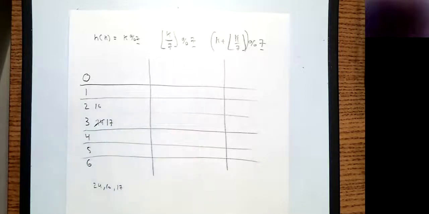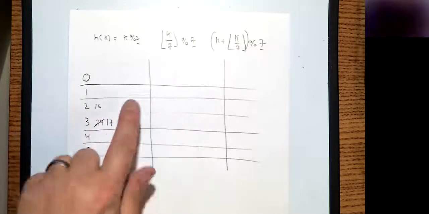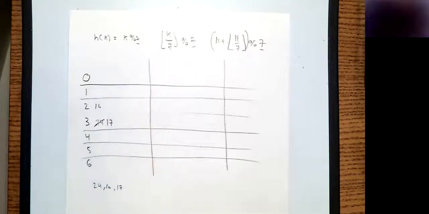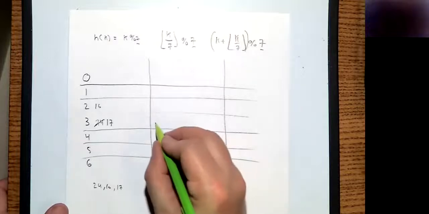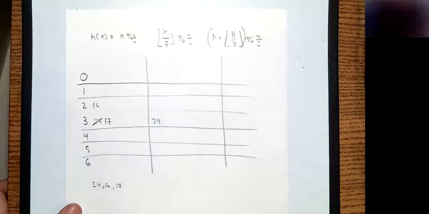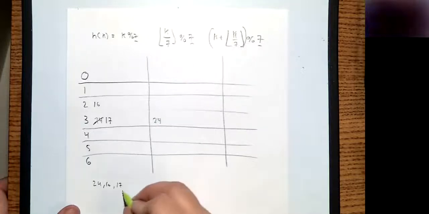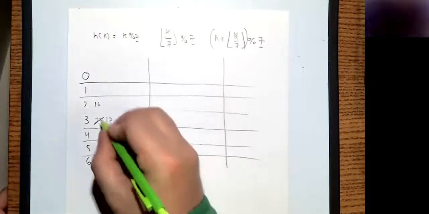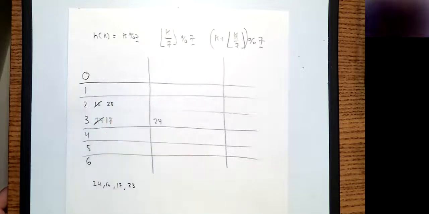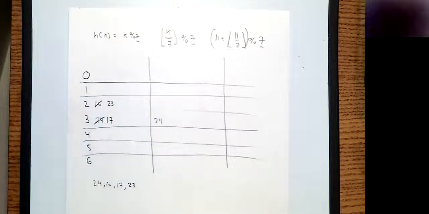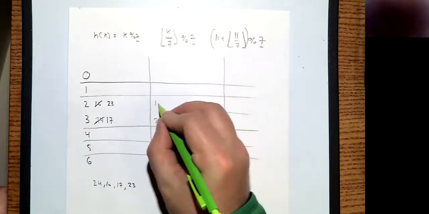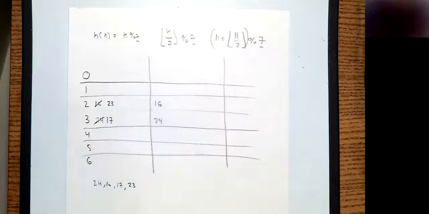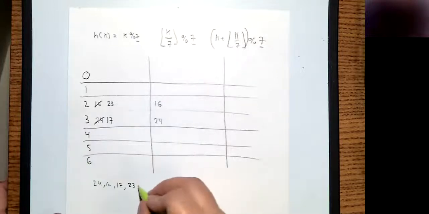So we're going to put in 17 there, and then we're going to take 24 and compare it with the second hash. 24 divided by 7, the quotient is 3, so 3 mod 7 is 3, so we're going to put 24 here. Next element we're going to insert is 23. 23 mod 7 is 2, so just like before, we're going to expel 16 and put 23 there. 16 divided by 7, its quotient is 2, so 2 mod 7 is 2, so 16 is going to end up here in 2.